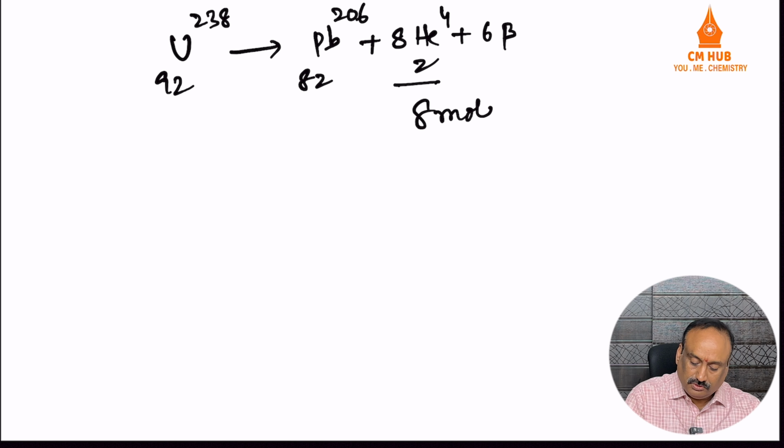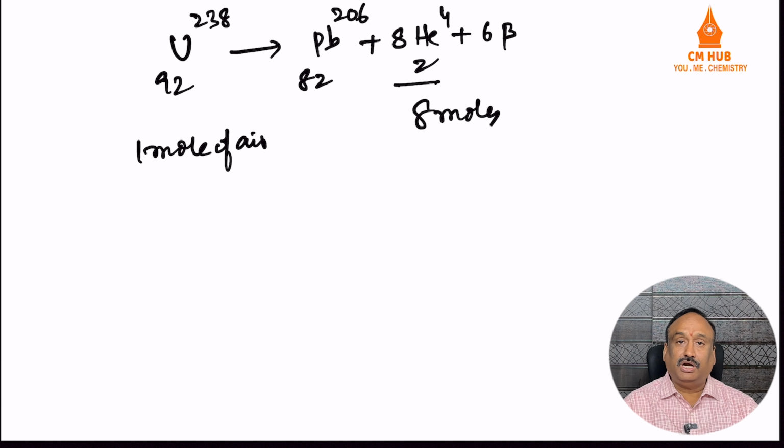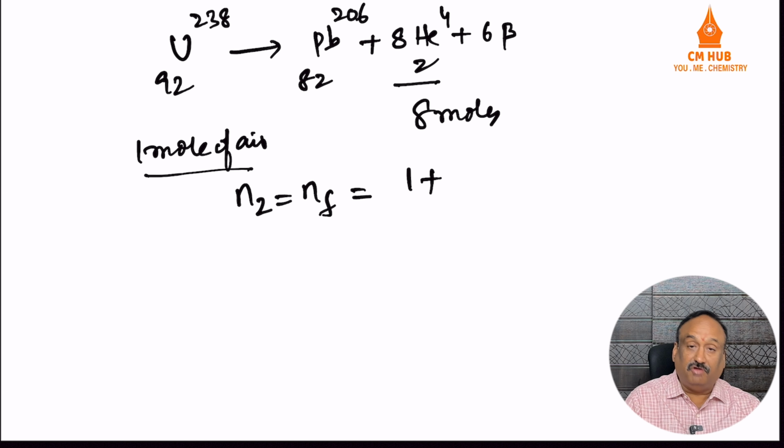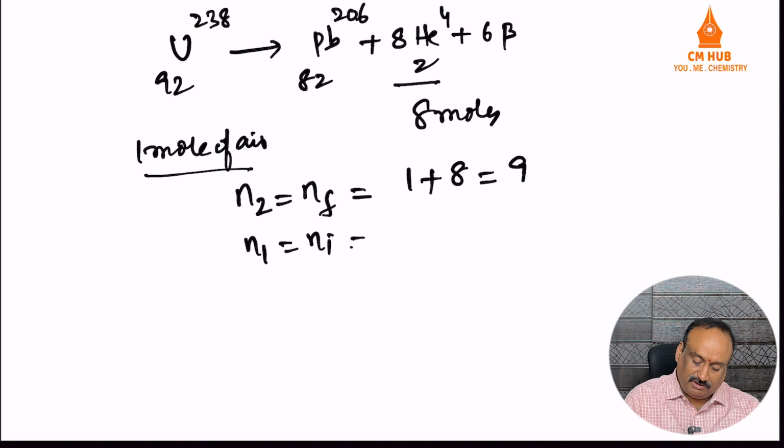Now initially there was 1 mole of air. Air is not undergoing any change. So this 1 mole of air will remain as it is even after the conversion of uranium to lead. So what will be the final number of moles? N2, that is equal to N final, is equal to 1 mole of air which does not undergo any change plus 8 moles of alpha particles which are formed, that is equal to 9 moles. So now I know N1, that is N initial, is equal to 1 mole of air. Now I know N2, which is nothing but N final, that is equal to 9 moles.